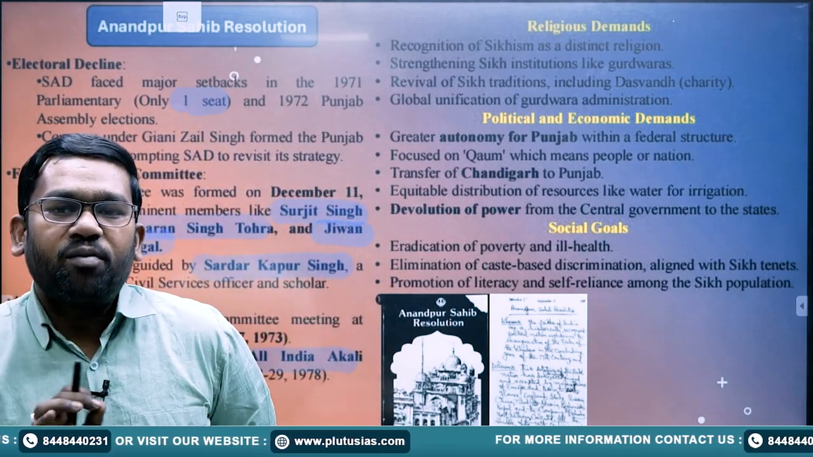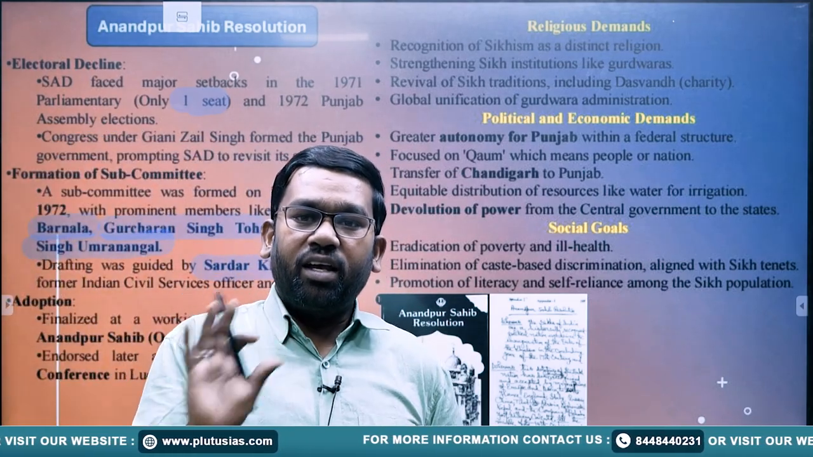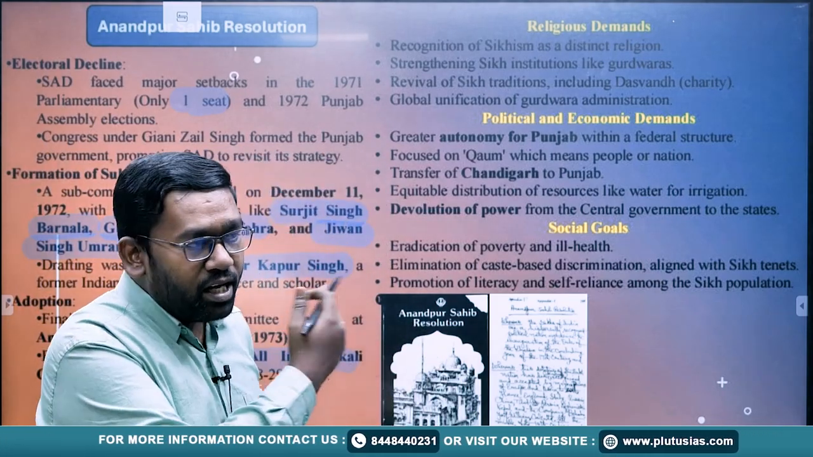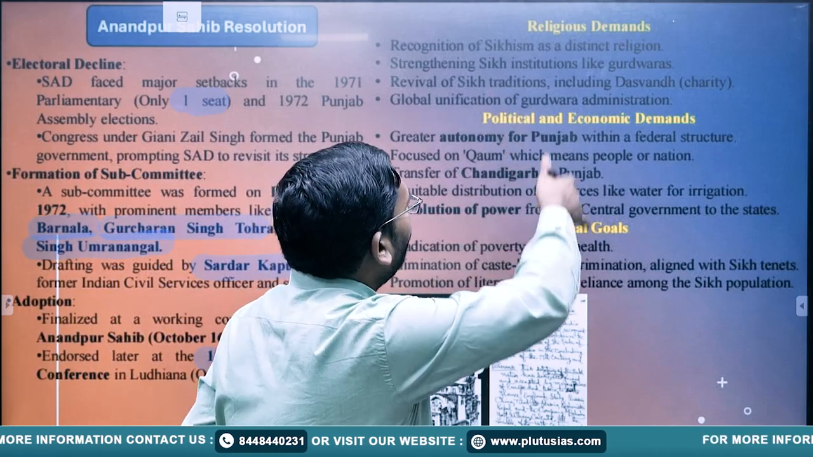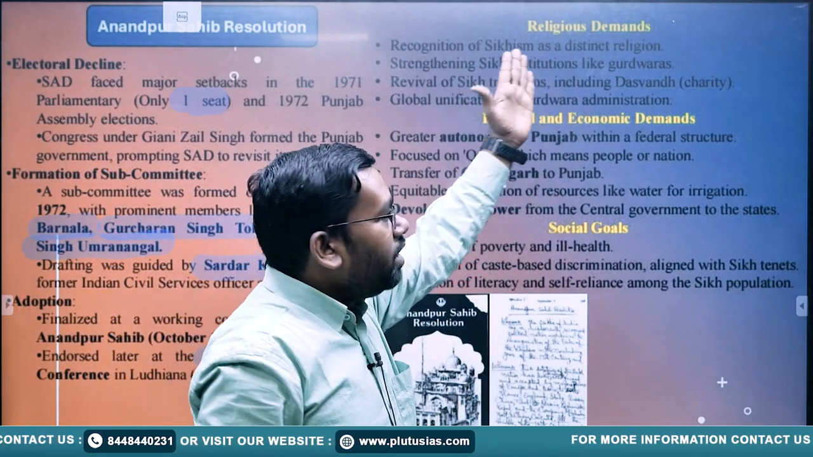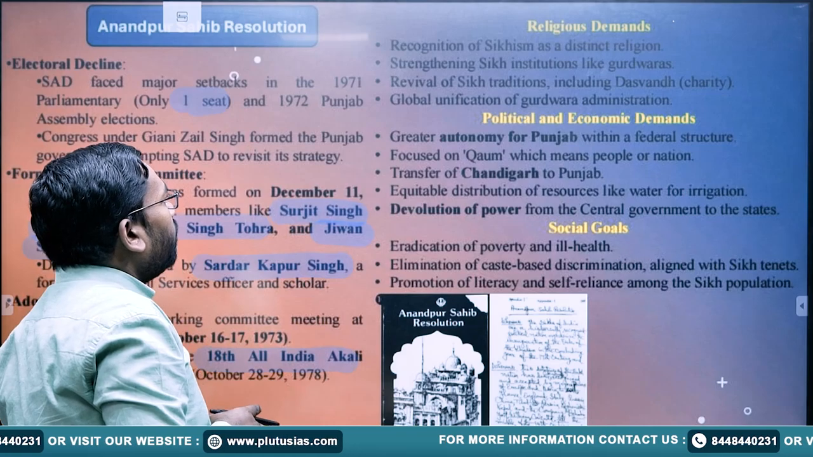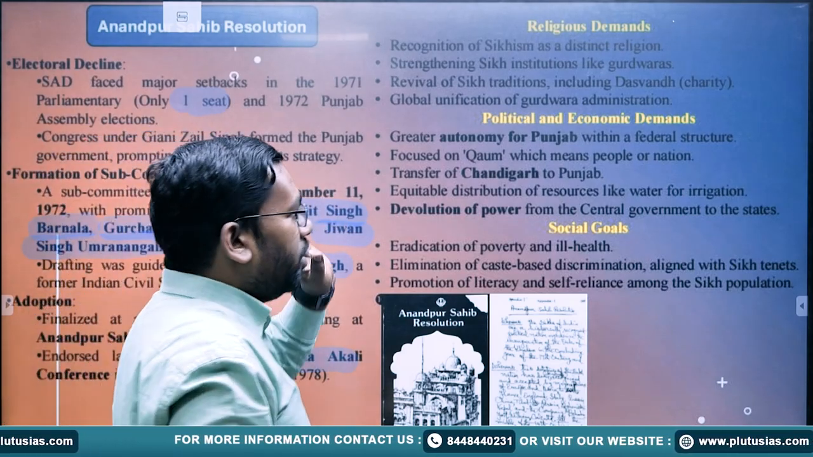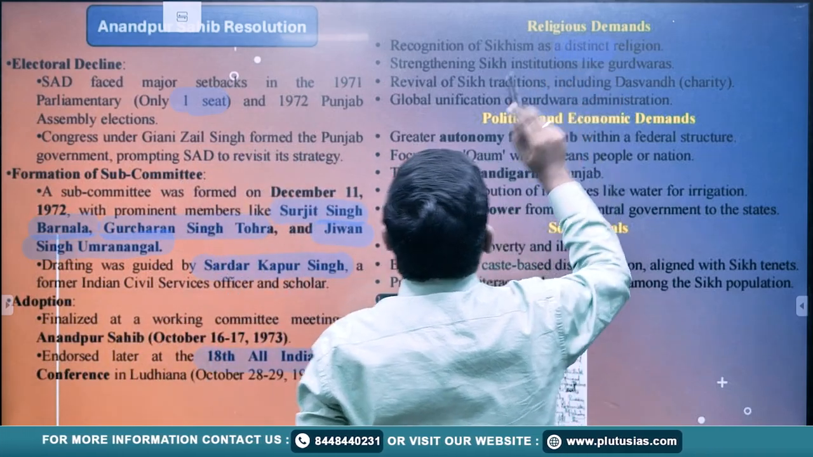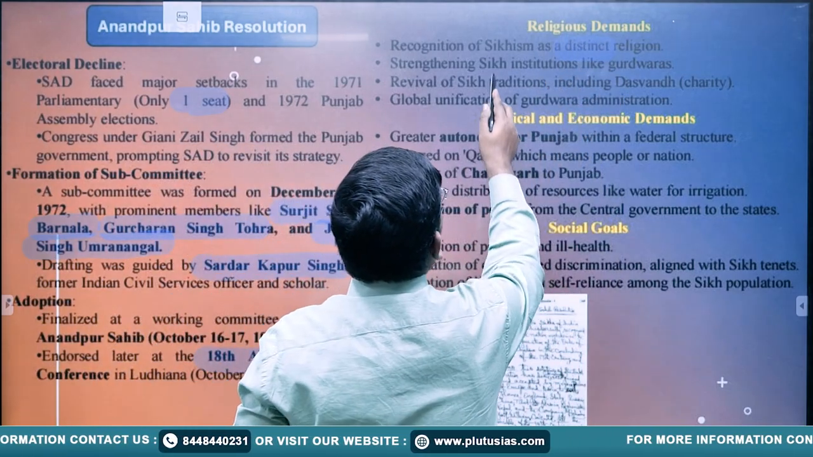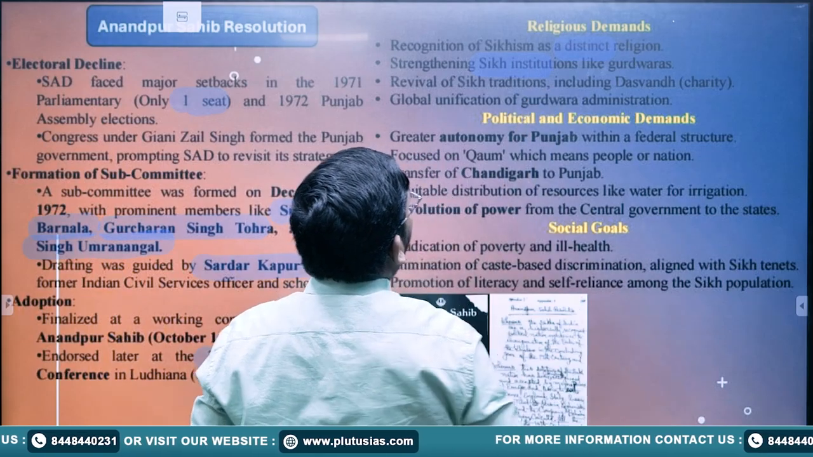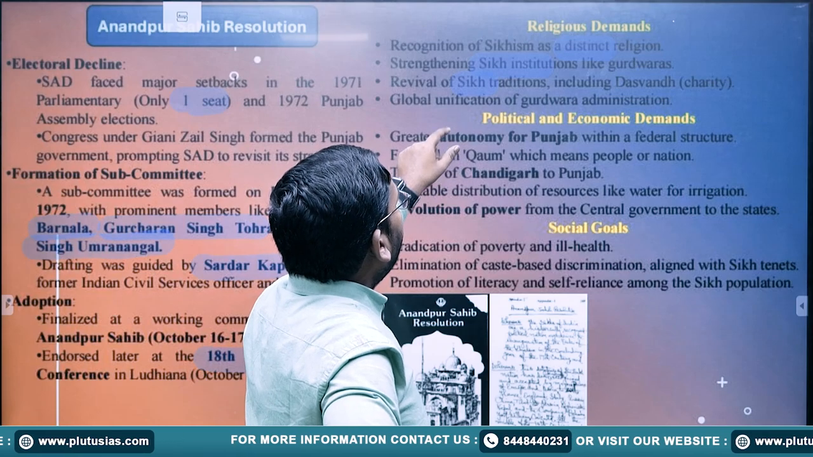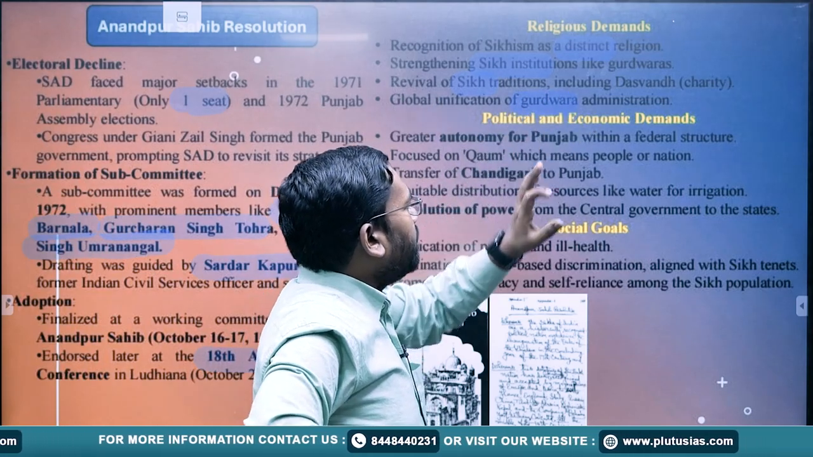What is the major demand of this resolution, which was seen by the Indian government as an anti-India stance? We can divide this resolution into three important parts. One part is a religious demand. In the religious demand, these people wanted to make Sikhism a distinct religion, different from Hinduism. These people wanted to strengthen the Sikh institutions of Gurdwara, to revive Sikh traditions, and to have global unification of Gurdwara administrations.